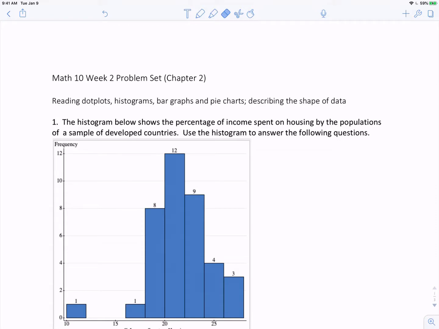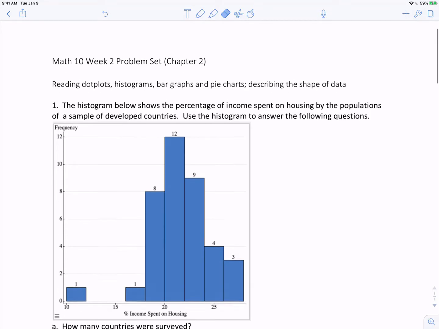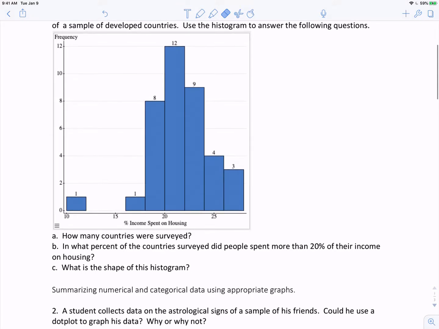Here are the solutions to week 2's problem set. The histogram below shows the percentage of income spent on housing by populations of a sample of developed countries. Use the histogram to answer the following questions. How many countries were surveyed?